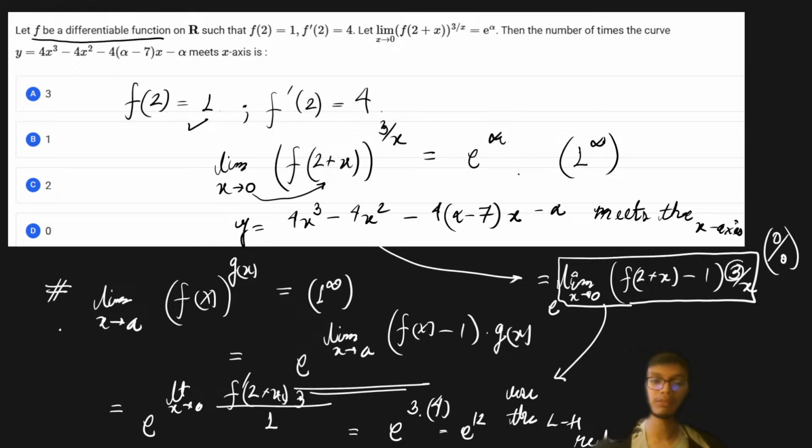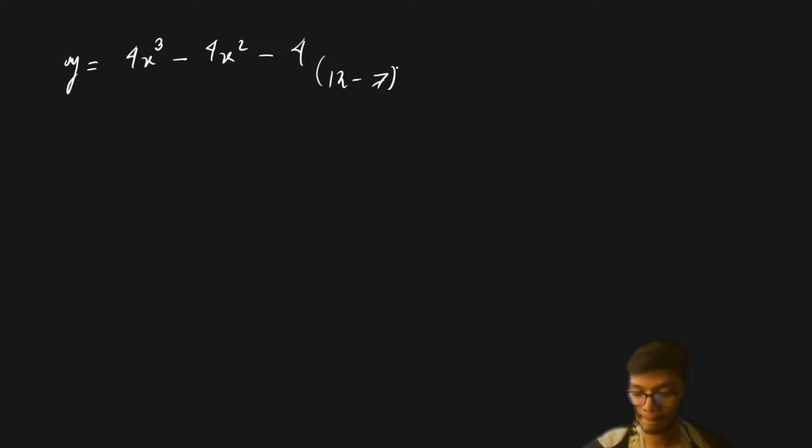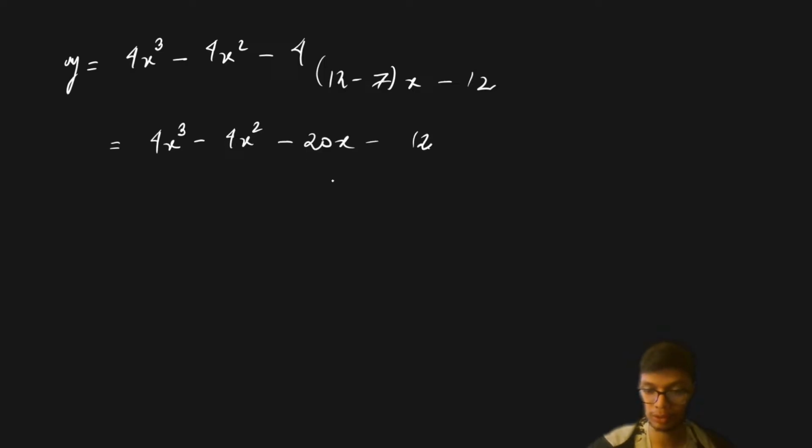So what we have over here is that we got the value of alpha. Alpha is coming out as 12. Once we get alpha, y from there is basically 4x cube minus 4x square minus 4 times 12 minus 7 times x minus 12, which I can further simplify and write as 4x cube minus 4x square minus 20 times x minus 12.